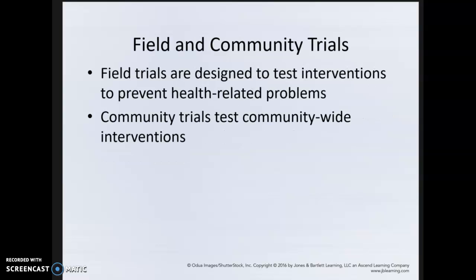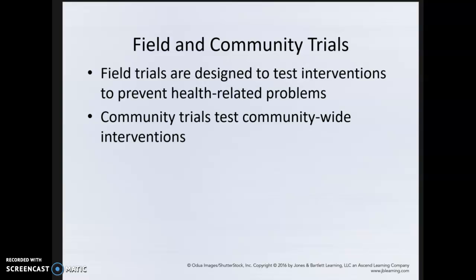So when we're looking at field and community trials, they are designed to test interventions to prevent health-related problems. And when we're doing community level trials, they're much bigger. So they're on community-wide interventions. In healthcare, we tend to really focus on the individual, but sometimes interventions at higher levels, such as policy-based interventions, are needed. One example is smoking and not smoking in public areas, those types of things.